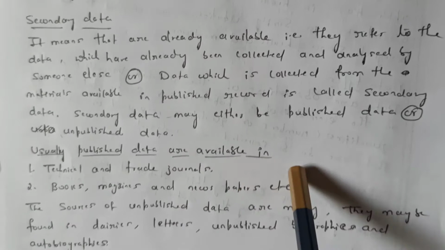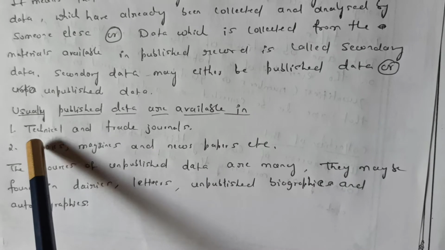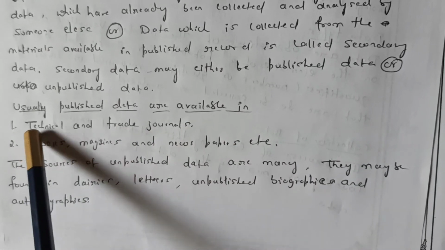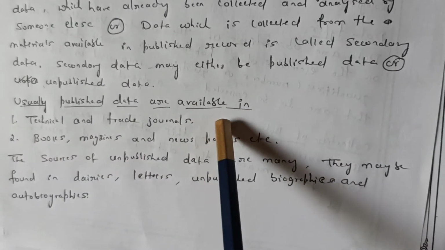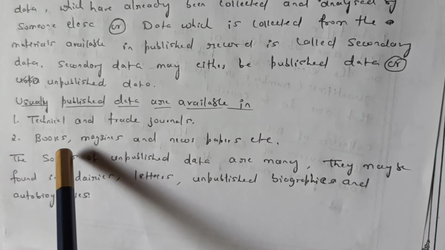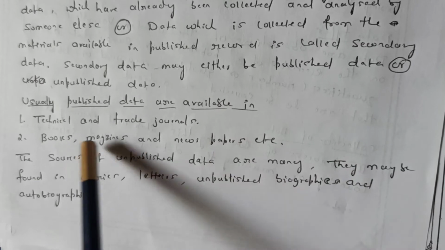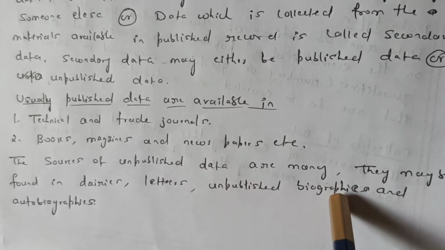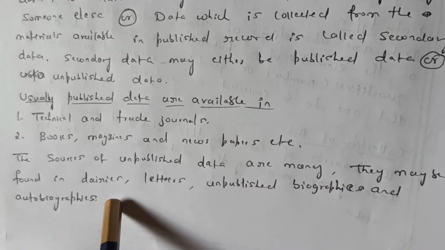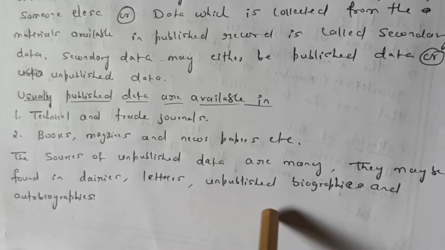Usually published data are available in technical and trade journals. So you can collect the secondary data from the technical and trade journals. Technical in the sense you can just Google them, or you can go to some of the journals over there and you can collect the information, or it's already published data like books, magazines and newspapers, etc. So from these sources also you may get the secondary data. The sources of unpublished data may be found in diaries, letters, unpublished biographies and autobiographies. These are the various sources of unpublished data.